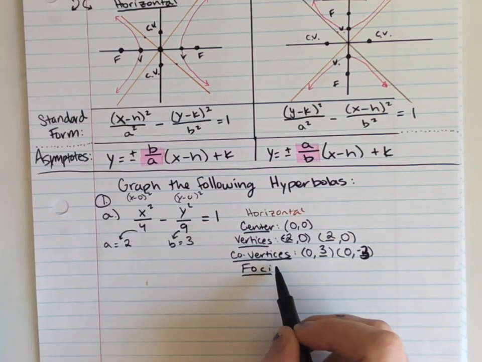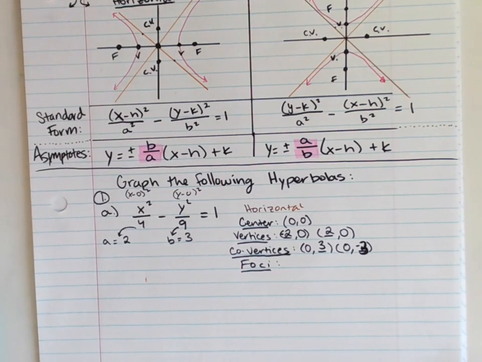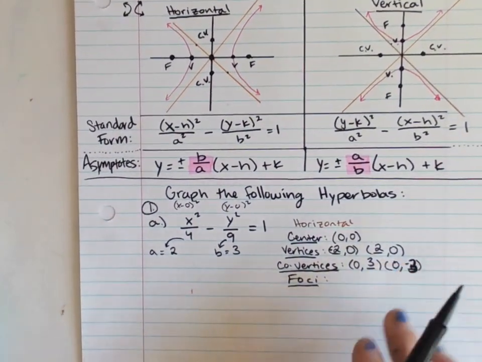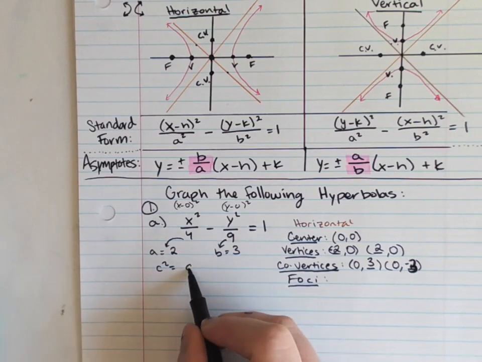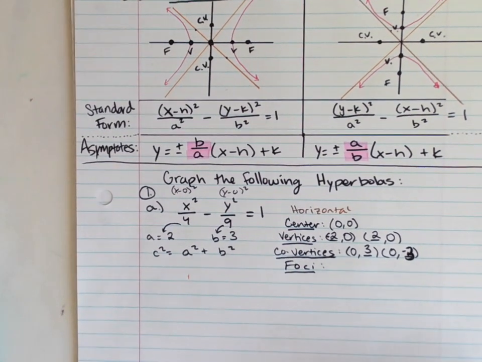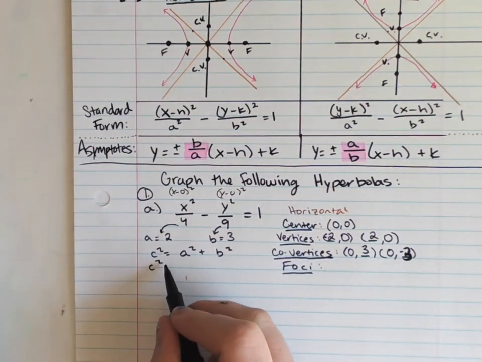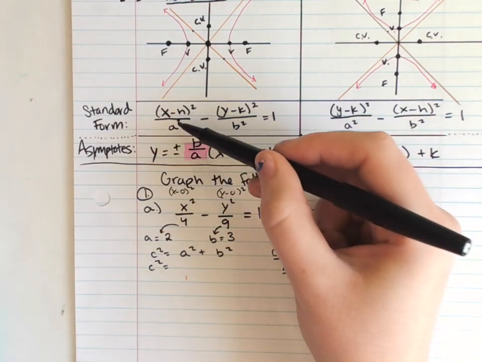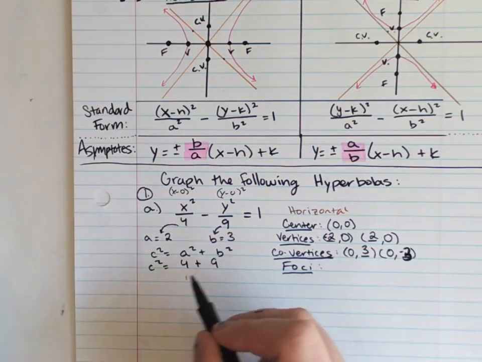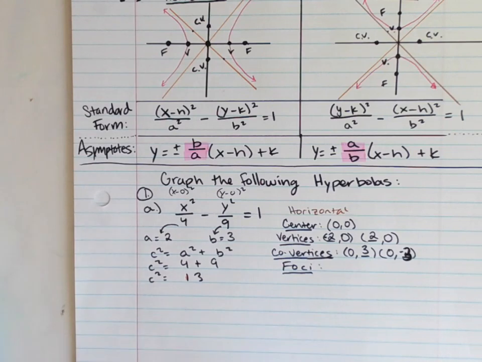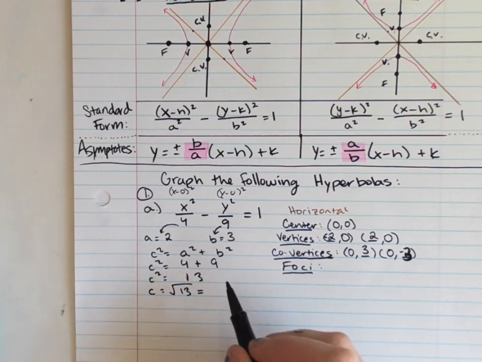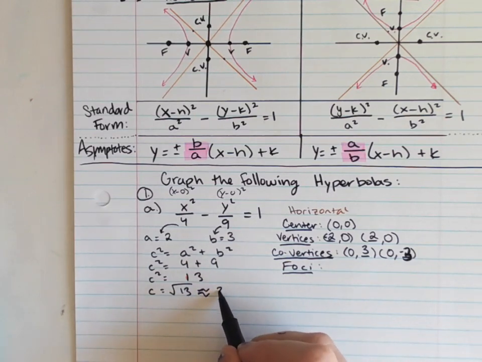I think foci is the plural. We need to find what our c value is. The distance between the center and the foci is the value of c. So we're going to do c squared equals a squared plus b squared. This is different than the ellipses. Now it actually is adding. It's basically the Pythagorean theorem. So c squared is equal to a squared, which we know in our equation is the first denominator, which is 4, plus b squared, which is 9. Add those together, we get 13. Square root of both sides, we get square root of 13. If we type that into our calculator, we should get about 3.61.